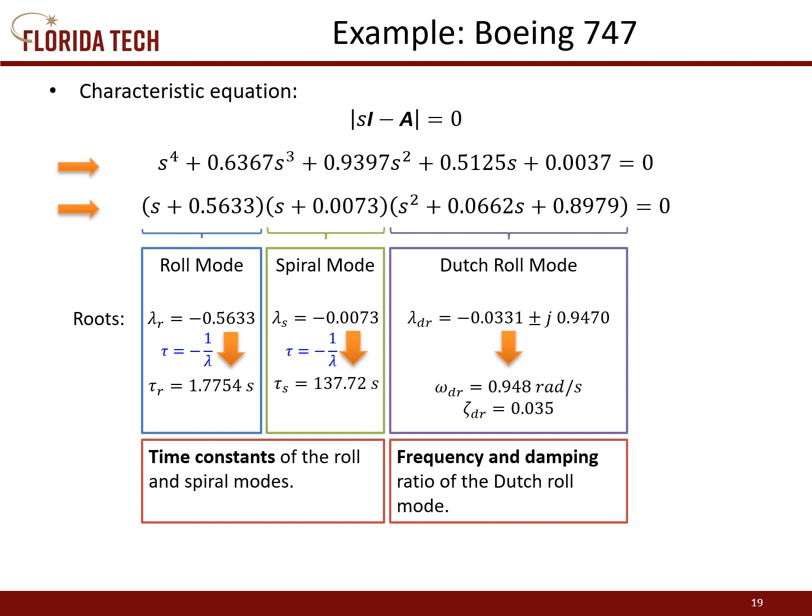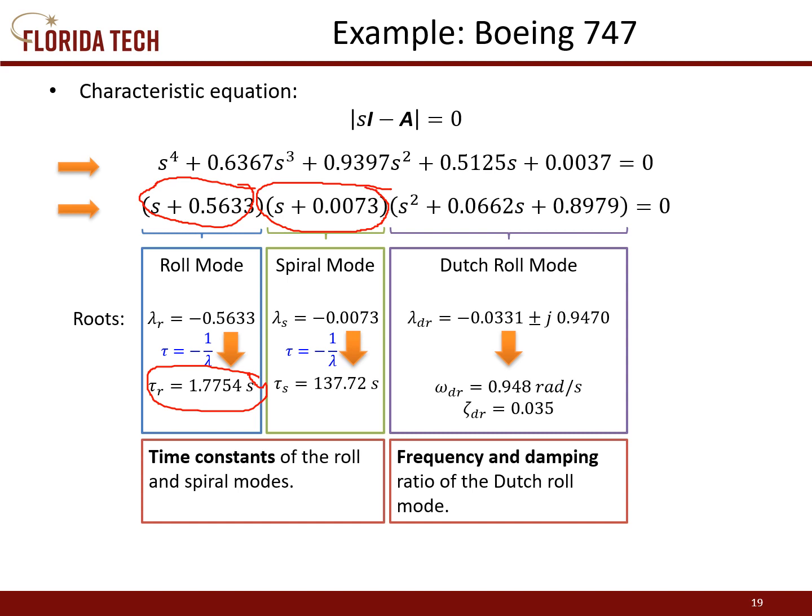For this case, the roll mode is the s plus 0.56. So there's our roll mode factor. And we can solve for our roll mode time constant. In this case, for the Boeing 747, it's 1.7754 seconds.